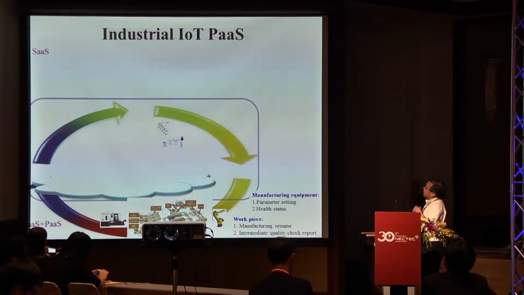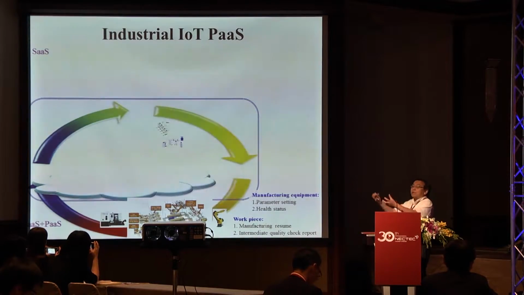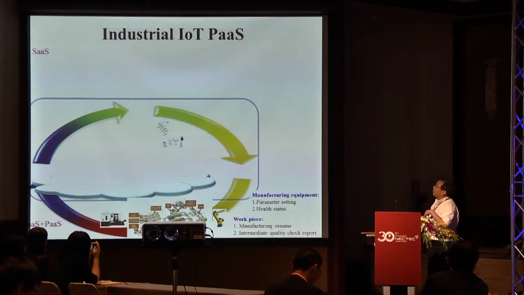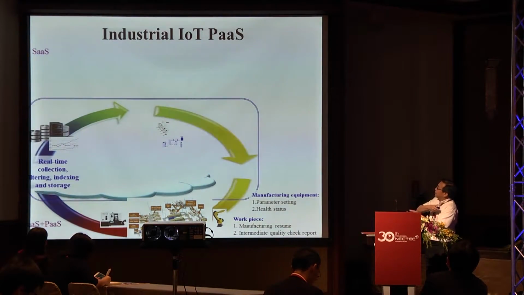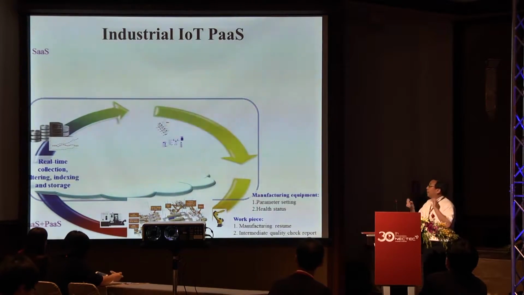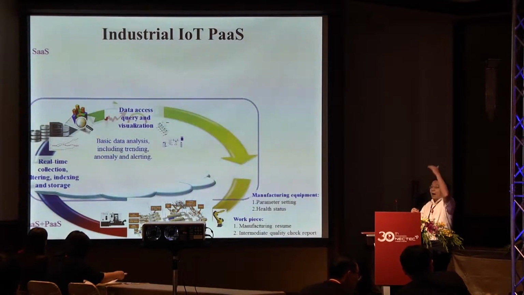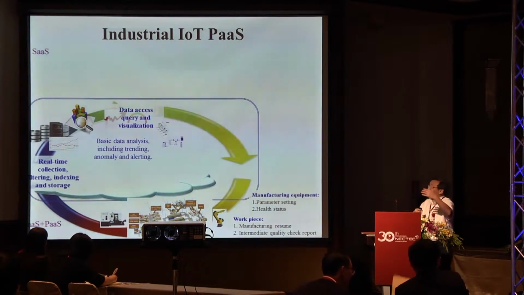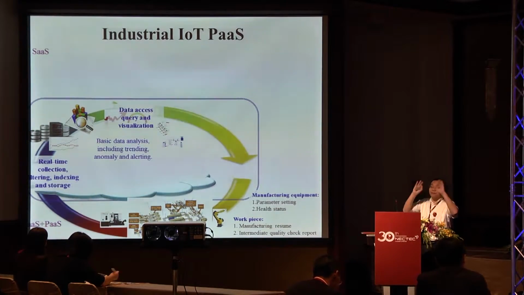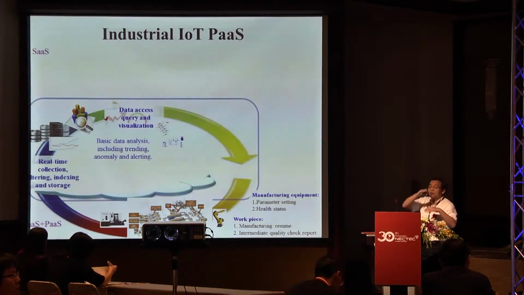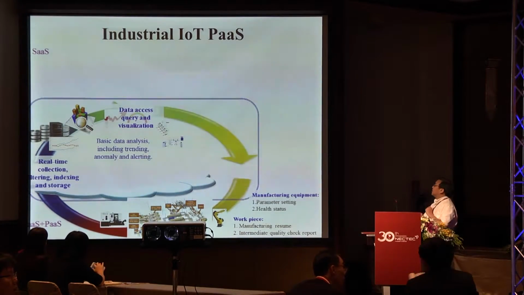And then in terms of the PaaS itself, once you get this information from various manufacturing equipment or from the various work pieces, then what do you do? First thing is that you have to do real-time collection, filtering, indexing, and storage. So this information, you have to put it somewhere, right, into some sort of database. And then you present an API for upper layer applications to do data access query and to provide some kind of simple visualization. You can show some simple trend or show some anomaly, standard deviation, and so on.